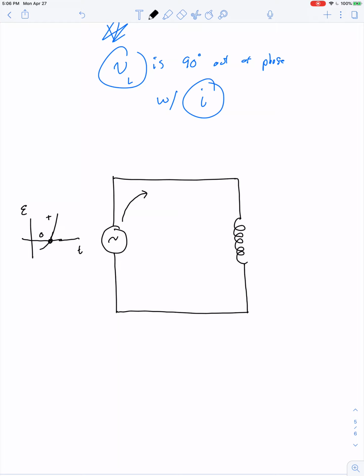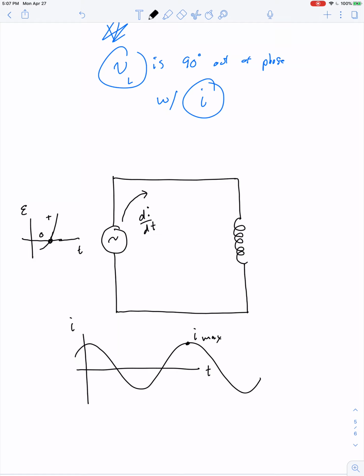So before the current even becomes large, the rate of change of current is its greatest when the current is the least. Let's think about that. If a graph of current versus time takes on some sinusoidal shape, then at a moment in time like here, the current is a maximum value. But the slope to that graph, which would be the value of di/dt, is equal to 0. Now let's look at a moment in time where the current is 0. That's when the slope of the graph is the most.